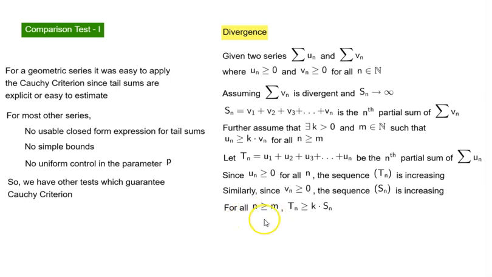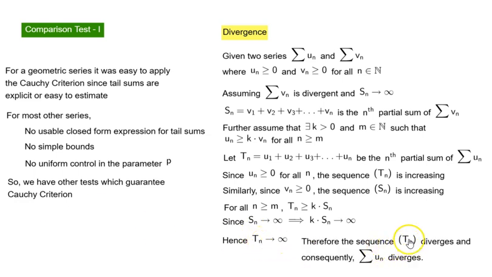For all n greater than or equal to m, we have T sub n is greater than or equal to k times S sub n. Since S sub n goes to infinity, this implies k times S sub n goes to infinity. But T sub n is greater than or equal to k times S sub n. So hence T sub n goes to infinity. Therefore, the sequence of partial sums T sub n diverges and consequently the series U sub n diverges.